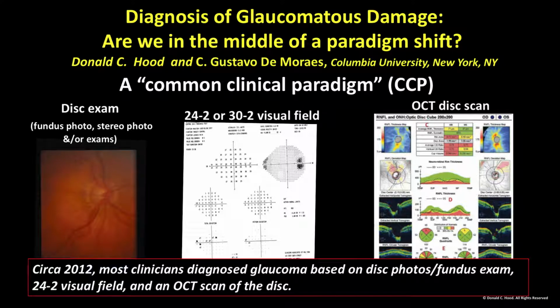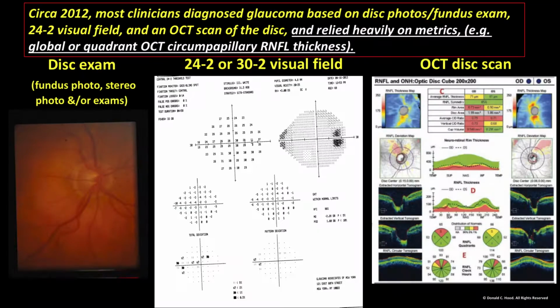Now, when we first started lecturing on macular damage and the need to change the clinical paradigm, I think it's fair to say that this was about 2012 or so. I think it's fair to say that at that point, nearly all clinicians diagnosed glaucoma based upon these 3 exams. Some of that's changing, although even today, I think the overwhelming majority still use this common clinical paradigm.